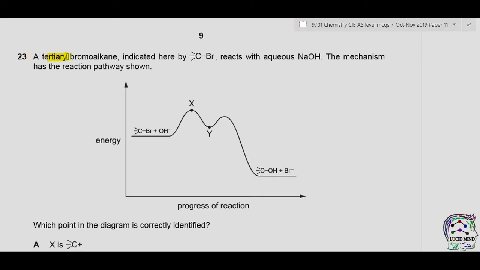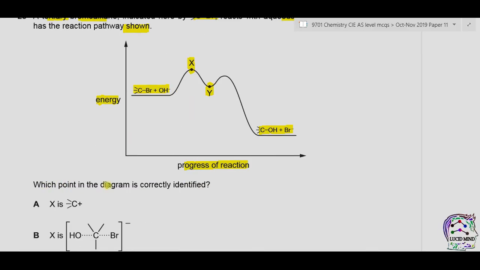Question 23. A tertiary bromoalkane indicated here by CBr reacts with aqueous sodium hydroxide. The mechanism has the reaction pathway shown. Now we can see there are 2 components. One is X having high energy, second is Y having low energy. On the y-axis we have energy given, and on the x-axis we have progress of the reaction. These are the reactants and this is the product that is formed. Which point in the diagram is correctly identified?